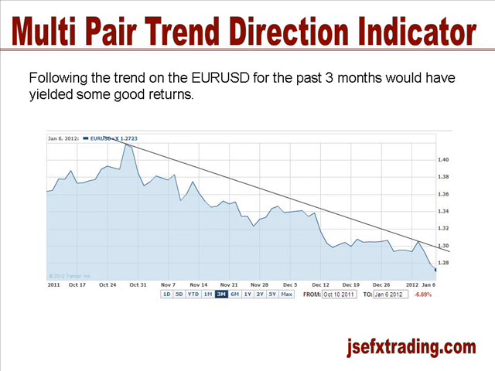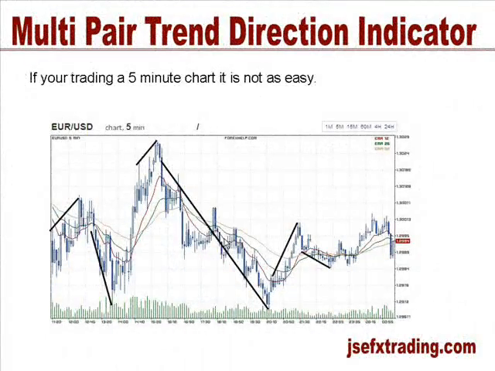So we've all heard the trend is your friend, and if you followed the trend on the Euro USD for the past 3 months, you would have had some pretty good returns as the euro has come down in value quite a bit. Of course, the difficulty with a trend style of trading is that, if you look backward over a long period like we just did, it looks pretty easy. But if you were, say, trading a 5-minute chart of the Euro USD, the trend isn't as easy to follow. It's not as clear over time. So what this indicator does will help you stay out of these choppy markets.